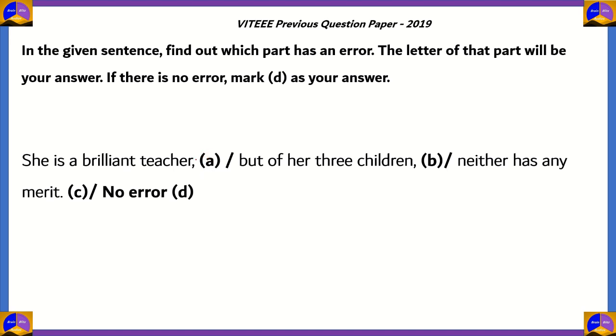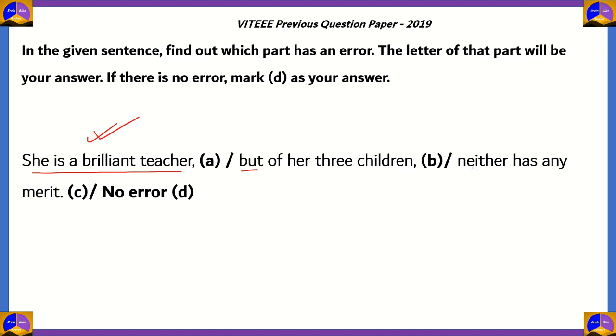Well, let's check out the sentence itself and see if there is an error. She is a brilliant teacher. Well, this is a normal independent clause, so there is no mistake here. And there is a comma because the next part starts with but, a coordinating conjunction, so you need to have a comma before a coordinating conjunction. So let's look at part B. But of her 3 children, and then you have neither has any merit coming, so you put a comma there, so that's also correct.